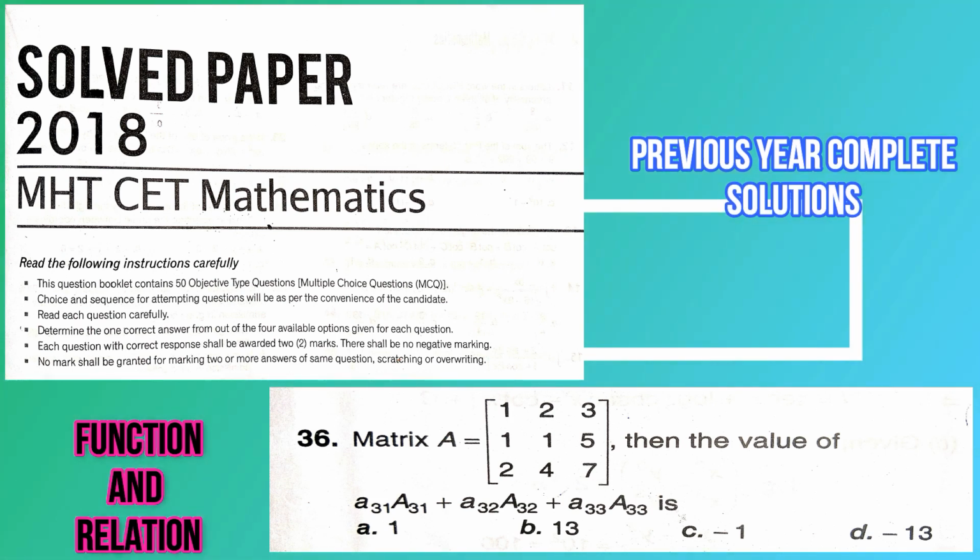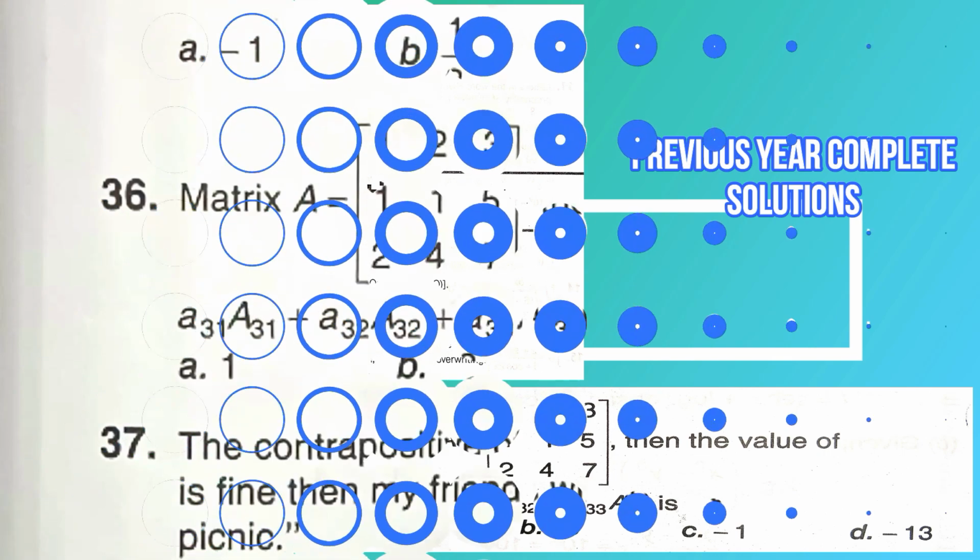Today I'm here with one example from a previous year question paper from MHT CET Mathematics. In today's video, I will explain one question from the determinant and matrix chapter. We just have to find the values of their minors. So now let's get started with today's example. I will explain to you all the easiest way to understand it.